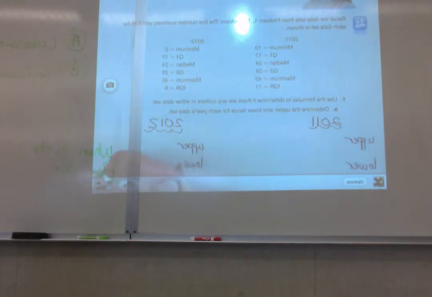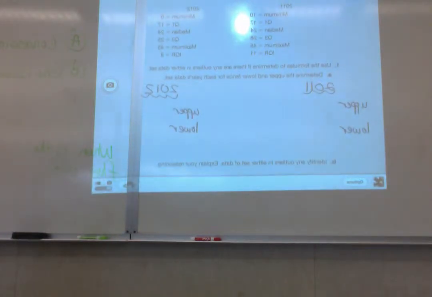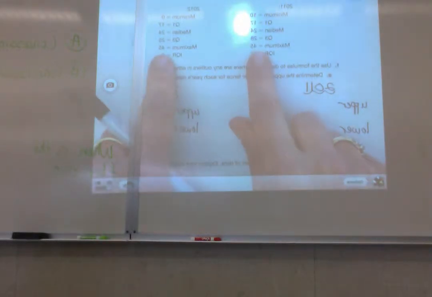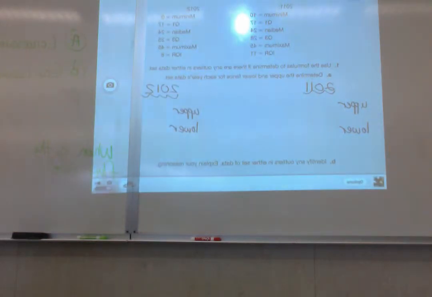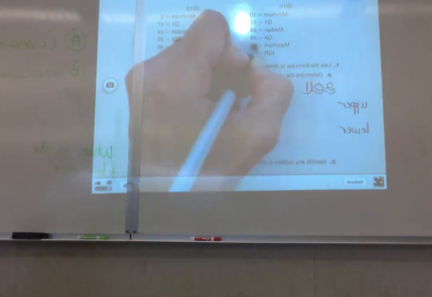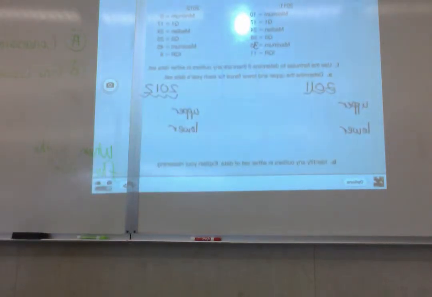Where do you see something out of place? In 2011, the maximum is 35, not 45. Oh, look at that. Interesting. But everything else looks the same, including their IQR. So that's a typo. But we can fix it on our page. There we go.